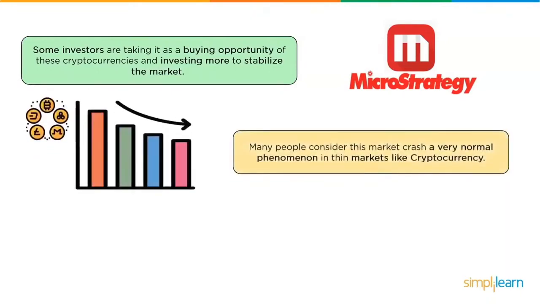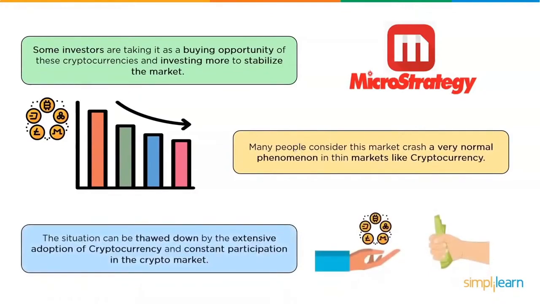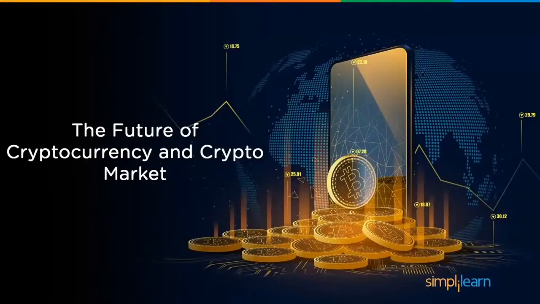Many people believe that what we witnessed in the last few days was the liquidation of the leveraged long positions followed by a panic sell-off, and is considered a very normal phenomenon in thin markets like cryptocurrency. They believe that this situation can be tamed by extensive adoption of cryptocurrency and constant participation in the crypto market. Well, this whole scenario makes me question what the future of cryptocurrency and the crypto market holds.